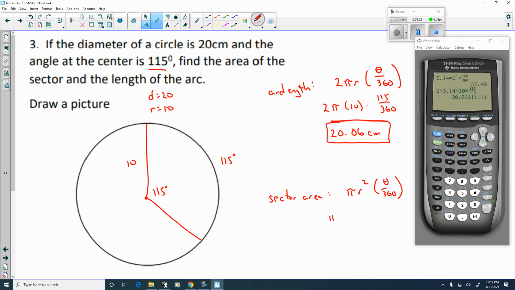For the sector area, it's pi times radius squared times 115 over 360. So on my calculator, I've got pi times 10 squared times 115 over 360. 100.31, and this is in centimeters squared. It's area, so it's square units.